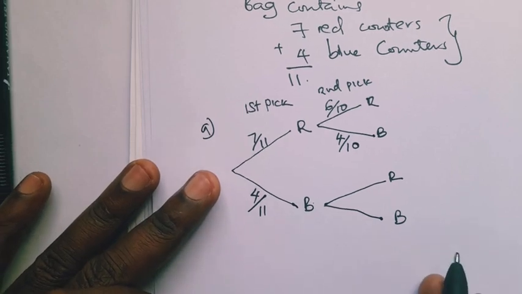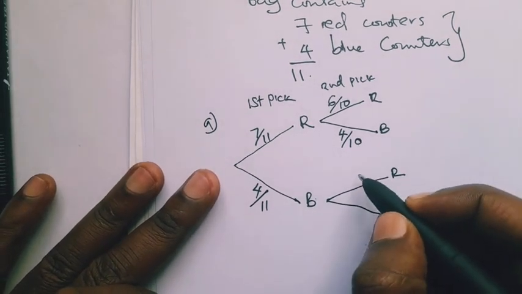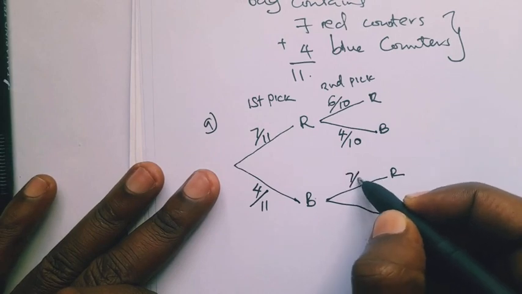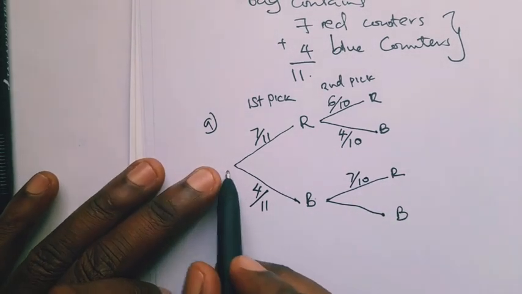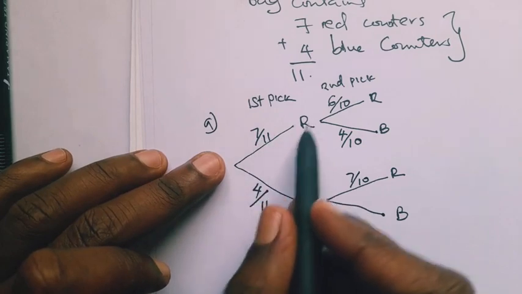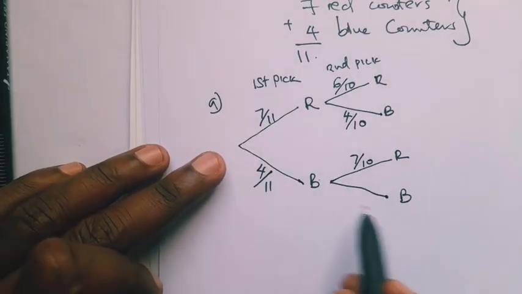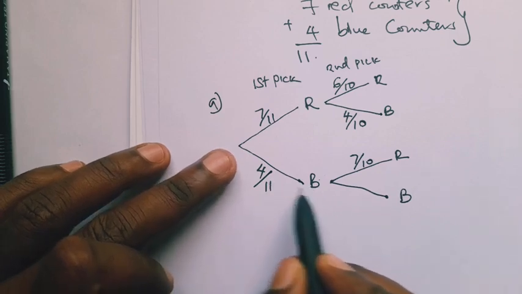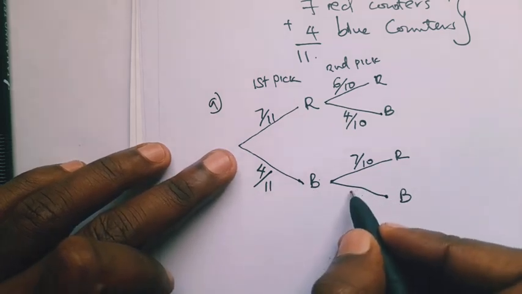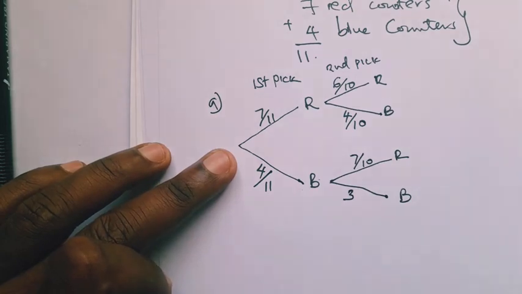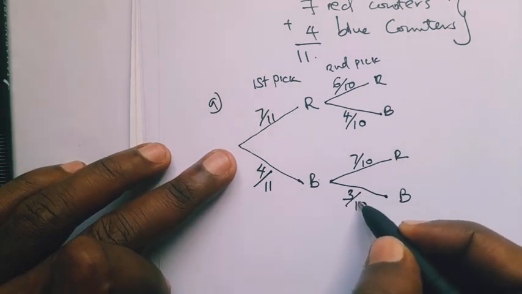It means that the red remained 7 all over 10, because now you had picked blue and the red has not been interfered with. And for this case, if you pick another blue, you are going to have the probability of 3 all over 10.